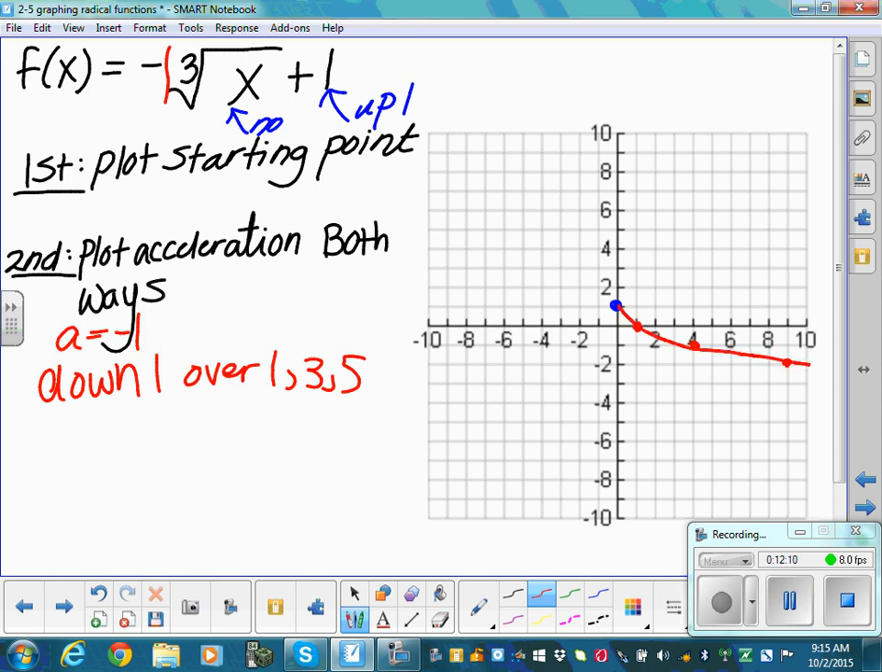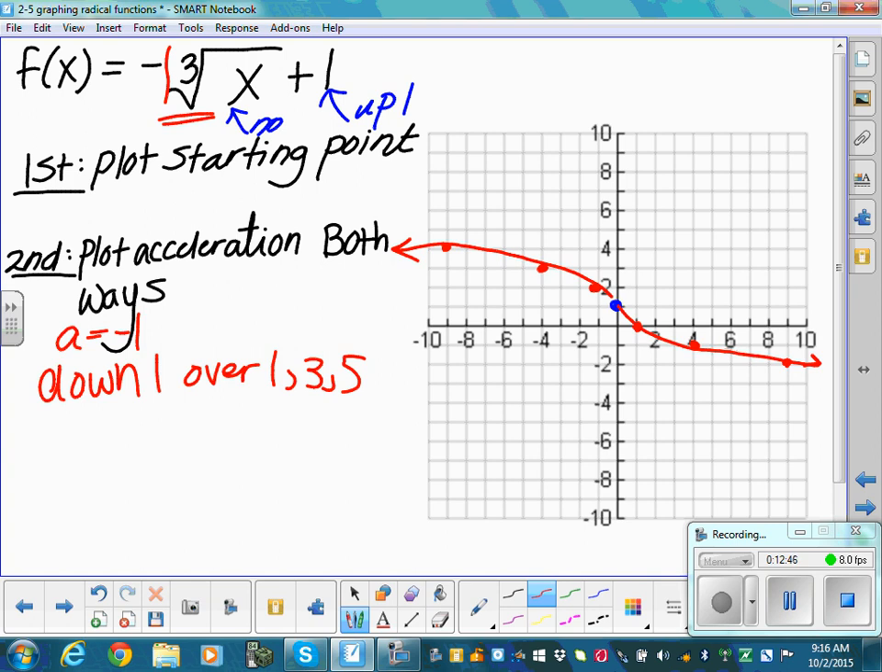Now that's this part. Now we know that cube root functions swoop up and come around. They look like a snake, kind of. So we've got to make this look like a snake. So we've got to do the other side since it's a cube root. Since we went down 1 over 1, we're going to go up 1 over 1, up 1 over 1, 2, 3, up 1 over 1, 2, 3, 4, 5. Does everybody see how it looks like a snake? If your cube roots don't look like a snake, you've done something wrong on one end or the other.